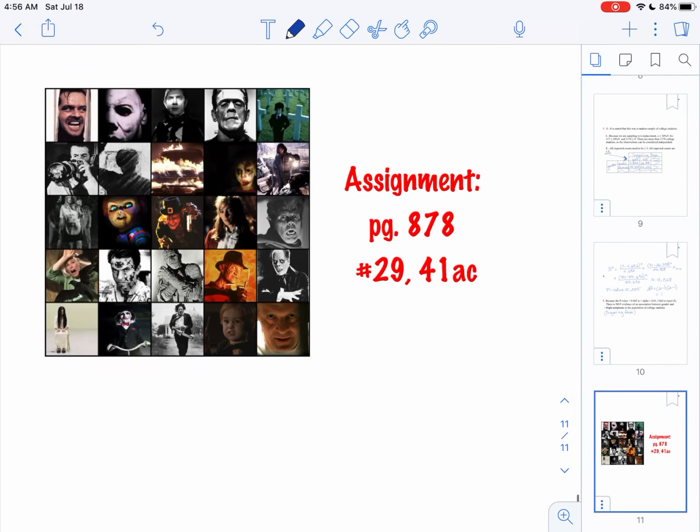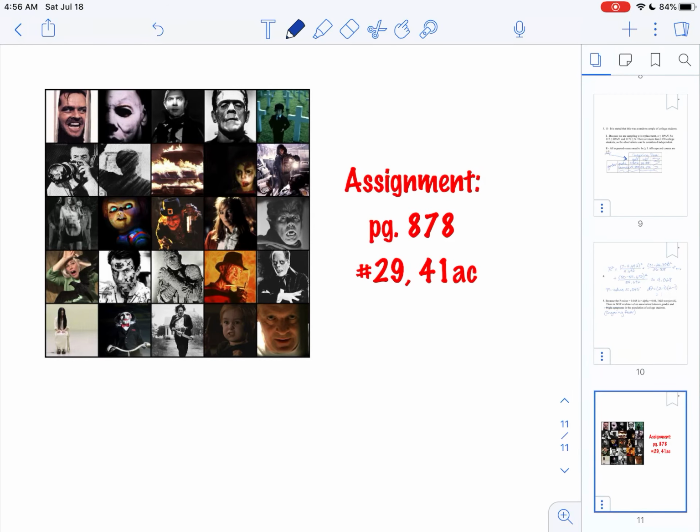And so tonight's homework, maybe figure out if you can see what all these movies are. That would be fun. And page 878, number 29 and 41, just do parts A and C. Page 878, 29, and 41, parts A and C.